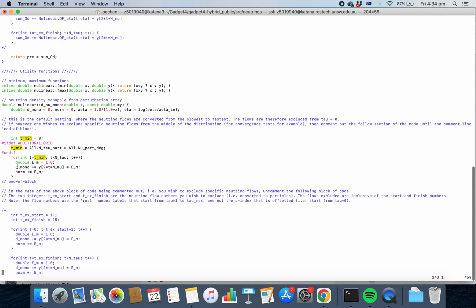Similarly for d nu mono, the same thing happens. T min here will equal 2, accounting for the fact that there are 2 particle neutrinos. And the loop will start from 2 to 19. So streams 0 and 1 are again not counted in the monopole delta.